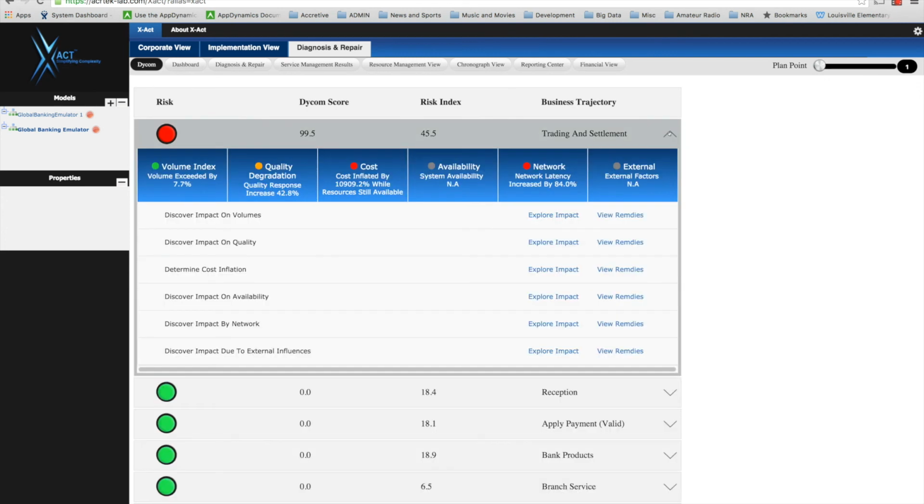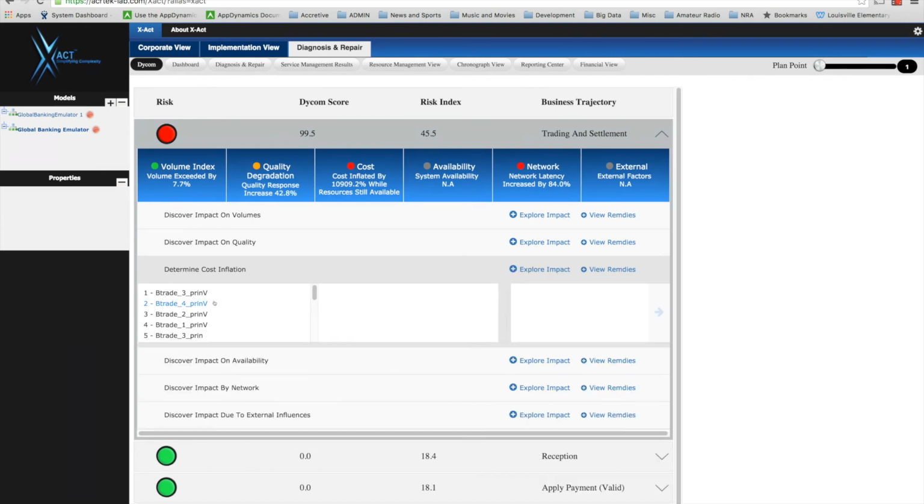If I open this up, I can see that basically my costs are inflated, and I have some possible network issues showing up here. Quality degradation hasn't gotten severe yet, but it is increasing, so it's getting into the range. I can look at the components here.